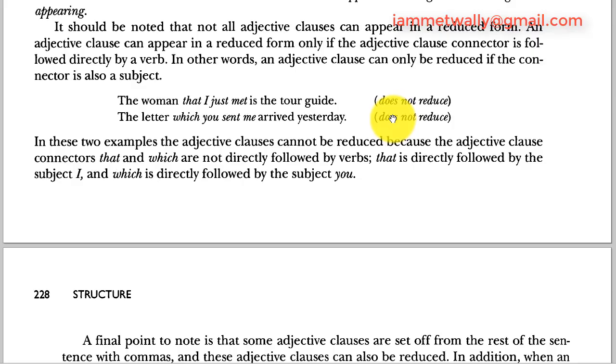Why don't these two sentences get reduced easily? Because that here is followed by I, so it is not followed by the verb, so that means it's just a connector. You can drop only this connector, not omit the verb. In these two examples, the adjective clause cannot be reduced because the connectors that and which are not directly followed by verbs. That is directly followed by the subject I, and which is directly followed by the subject you. As you can see, that I, that you.